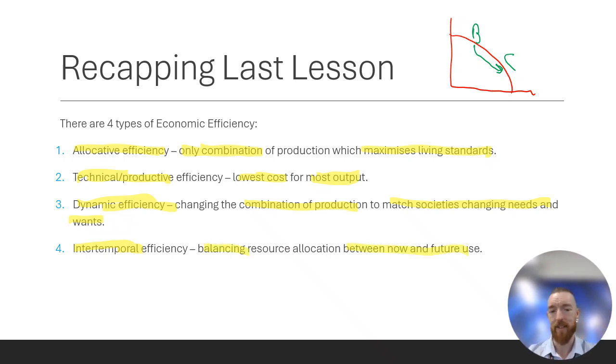Now, this one's kind of weird because you can't really show it on the PPF that well. I guess the main thing being that we are not producing outside of the production possibility curve, like out here, because we talked about that being unsustainable. And we really don't want that because we want there to be enough resources remaining for future generations. So by producing on that curve or inside the curve, or finding ways to move our curve outwards, such as new technology or education and training to get more out of our resources, that can make us more intertemporally efficient because there are going to be resources remaining for future generations.